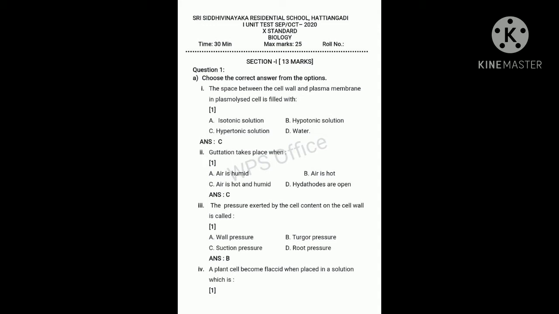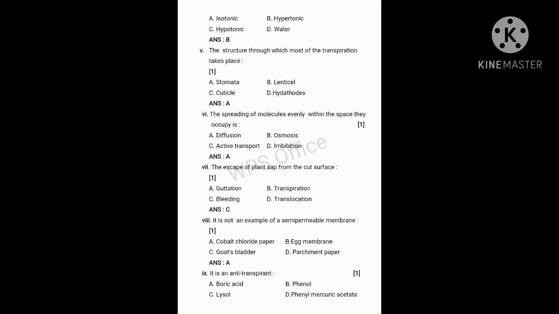Next, a plant cell becomes flaccid when placed in a solution which is, answer is B, hypertonic. So when the plant cell is in a hypertonic solution, it undergoes plasmolysis and the cell reaches the flaccid condition. The cell is called flaccid.